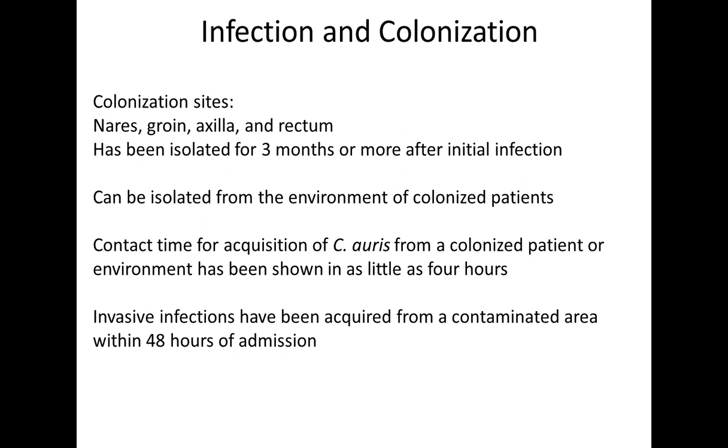We can contrast infection with colonization. There's been a link between patients with invasive infection being colonized. So what areas are these patients colonized in? Candida auris has been grown from patients with invasive infection from the nares, the groin, the axilla, and the rectum. It has also been isolated for up to 3 months or more after the initial infection. So what's interesting there is that even if the infection is cleared, the Candida auris can still be colonizing that patient. As we saw in the hospital infection in the UK, it can also be isolated from the environment of colonized patients, and it appears patients colonized with Candida auris actually successfully shed this organism into the environment.